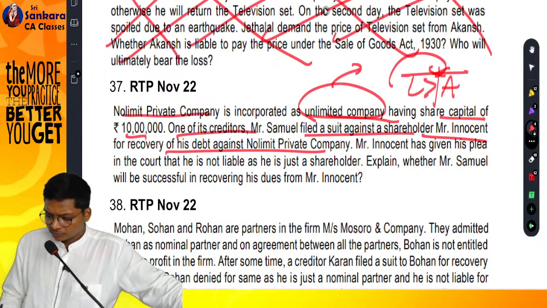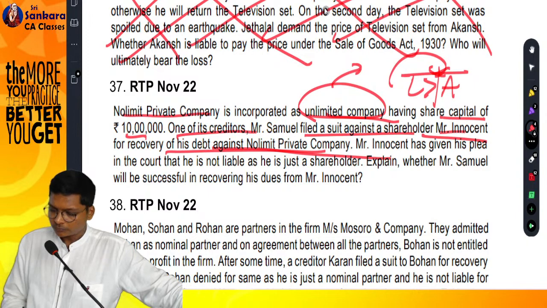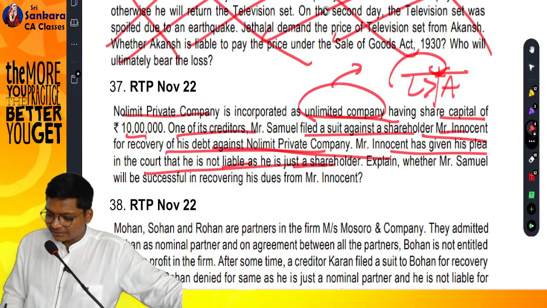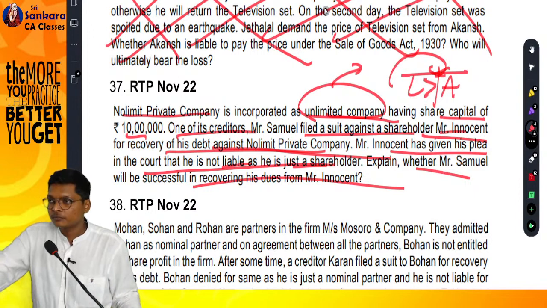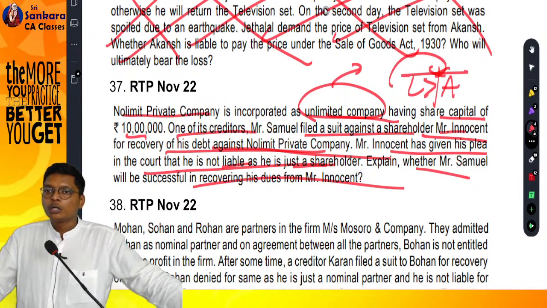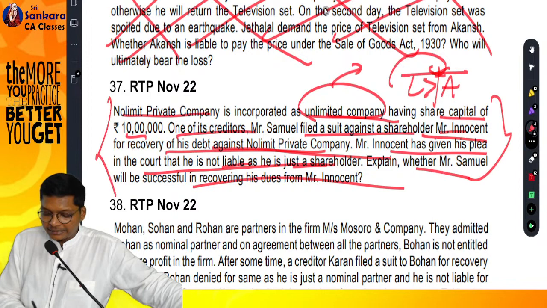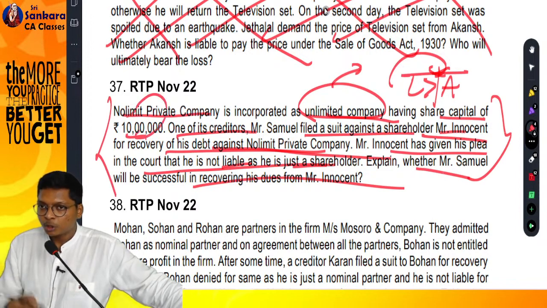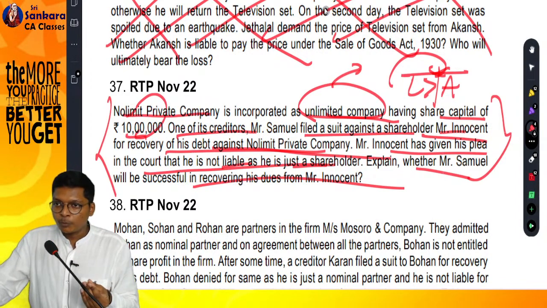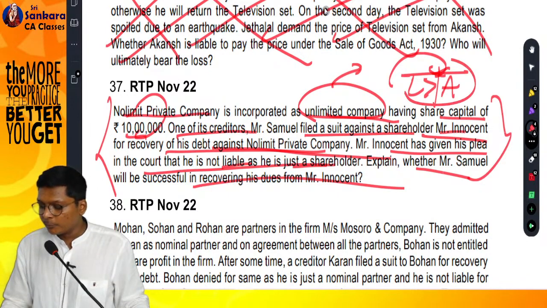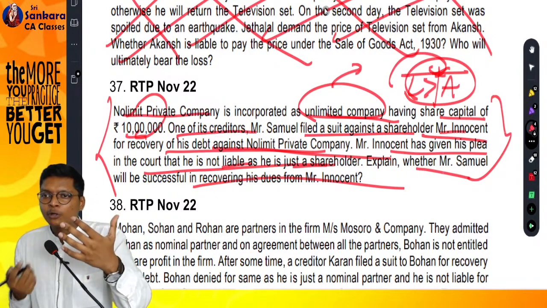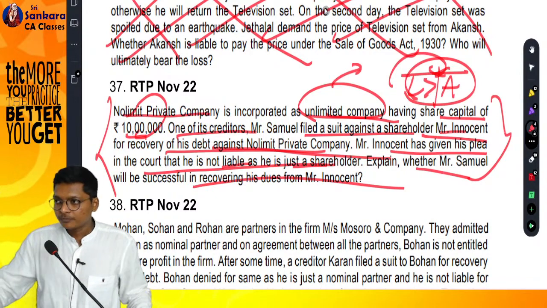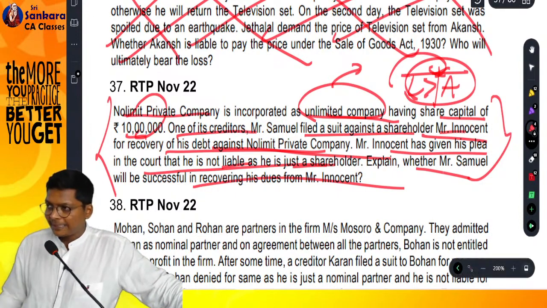Able to follow, guys. So here you anyway filed a suit. Innocent has given his plea in court that he is not liable, he is just the shareholder. Will Samuel be successful? Samuel has to sue for insolvency. Only when the company goes into winding up, they will pay the money. In case the company cannot pay this 10 lakhs, the court will order winding up. That's the whole point. When you can't pay 10 lakhs, if my liability is more than assets. But what you have to write: the shareholder is not liable. He is liable only in the case of winding up of the company. Are you following, guys? Anybody wants me to repeat?